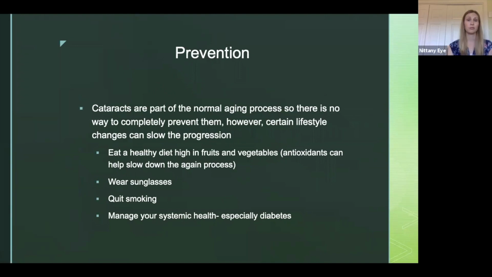So unfortunately, there's really no way to prevent cataracts. They are part of the normal aging process. We tell people if you live long enough, you will eventually develop a cataract. However, certain lifestyle changes can slow the progression.